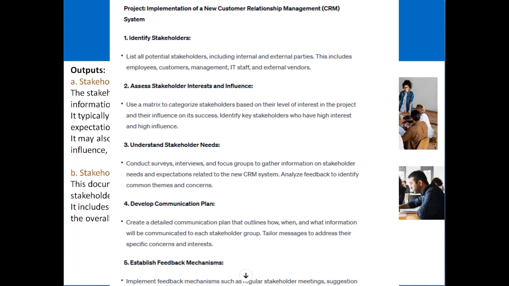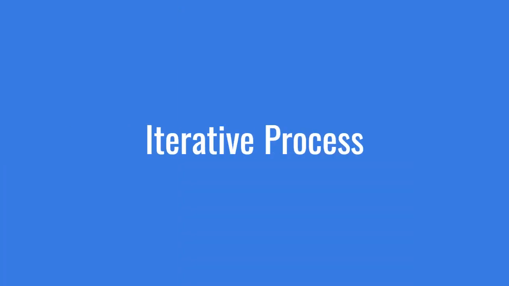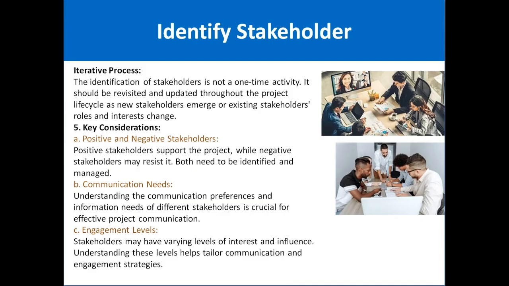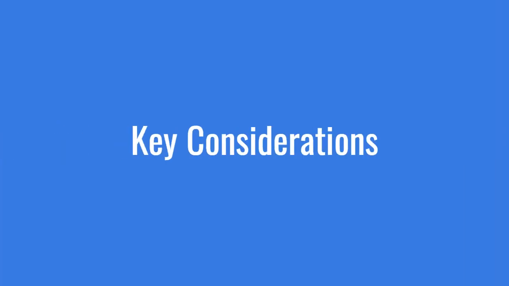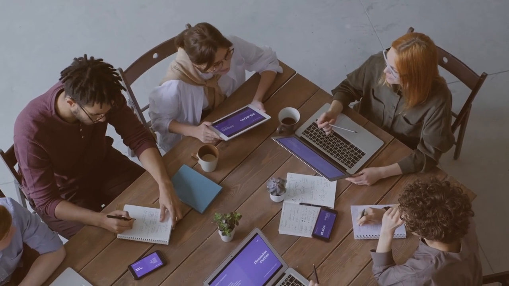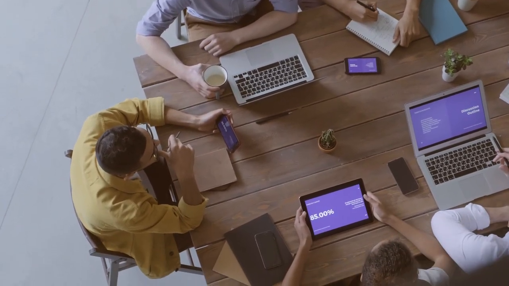So this is another document. Then the next is the iterative process. Stakeholder identification is not a one-time activity. It should be revisited and updated throughout the project lifecycle, based on stakeholders' roles, interest, and impact on the project. Key considerations: it is not necessary that stakeholders are always positive; they could be negative stakeholders as well. So as a project manager, we have to identify both positive and negative stakeholders.